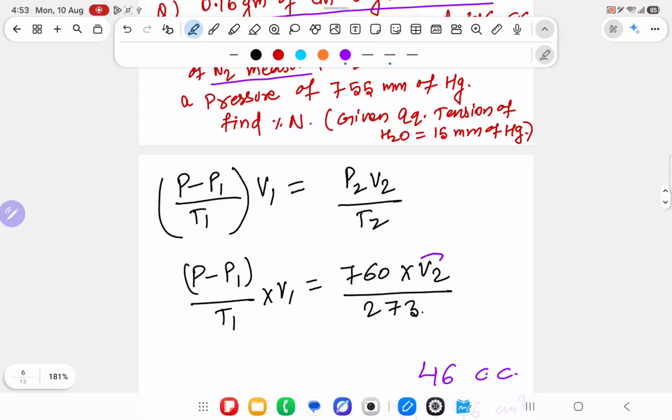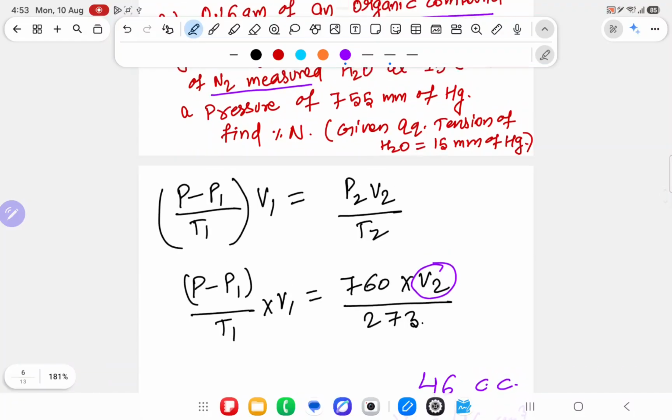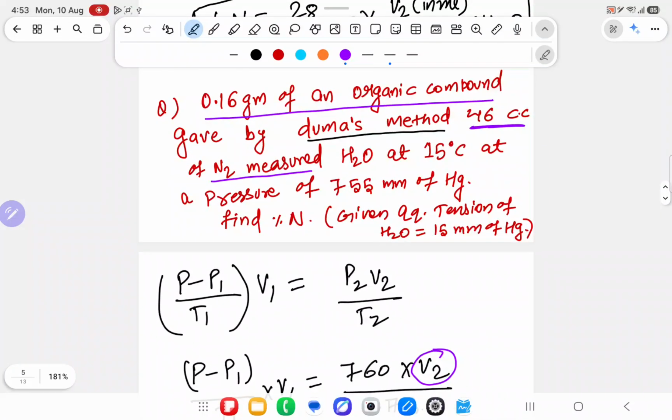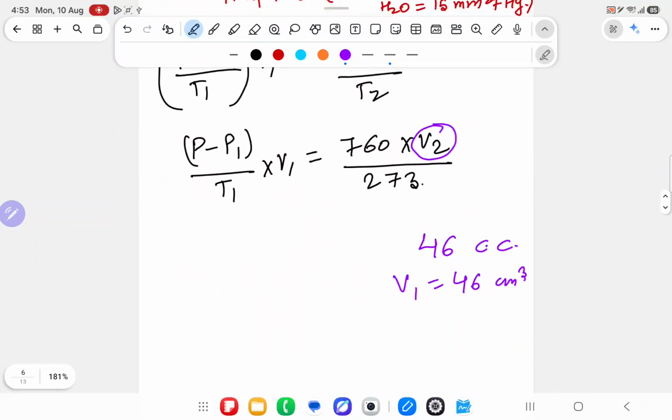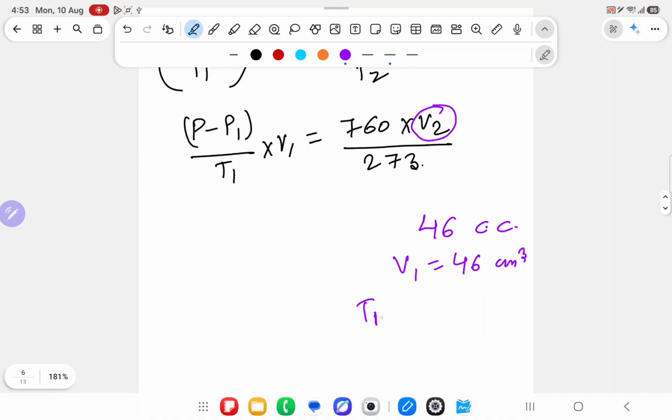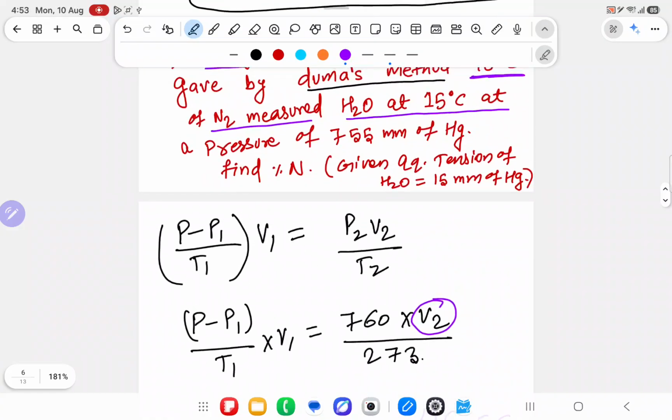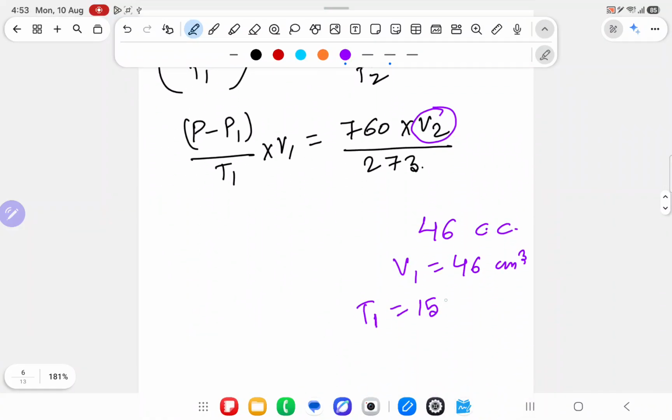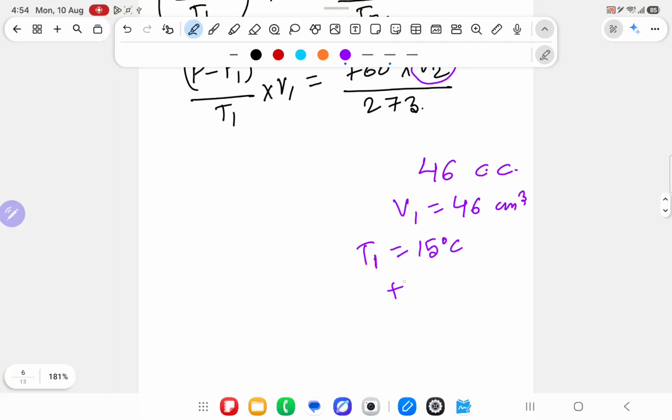Because V2 we have to find, V2 is definitely not given. P2 already given, T2 already given. So now we have V1, we got 46. H2 at 17 degrees Celsius. T2 is given, it means T1 is given. How much? 15 degrees Celsius, sorry. 15 degrees Celsius. Convert that into Kelvin. So what you will do? Sir, over here 273 plus 15. 288 Kelvin value is the T1.